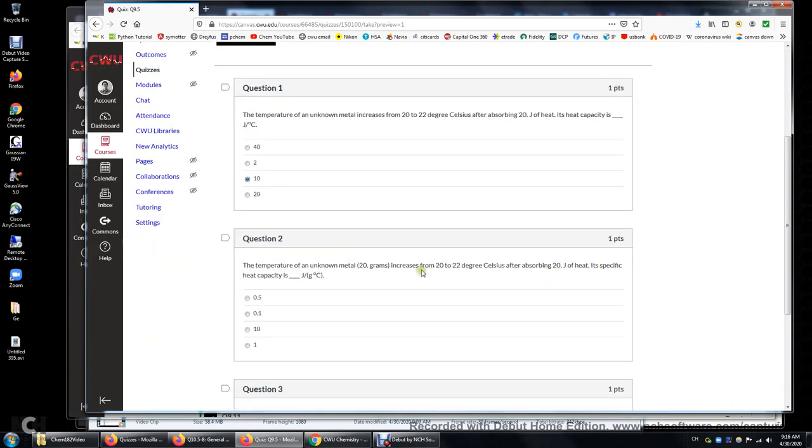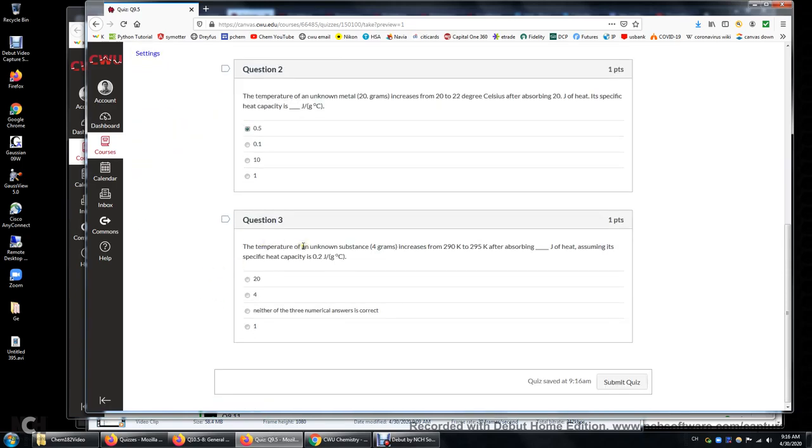Similar question, but we're talking about a specific heat capacity. And if you look at the unit, you probably realize it's going to be heat divided by mass divided by the temperature change. And that's how you do it. 20 divided by 2 over here, the temperature change is 2. 20 divided by 2, and then divided by mass. So 20 over 2 over 20, that's 0.5.